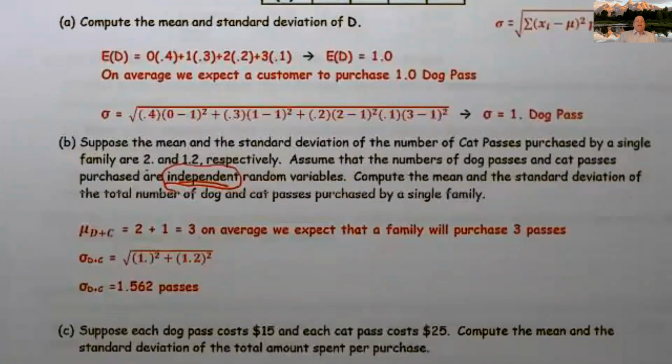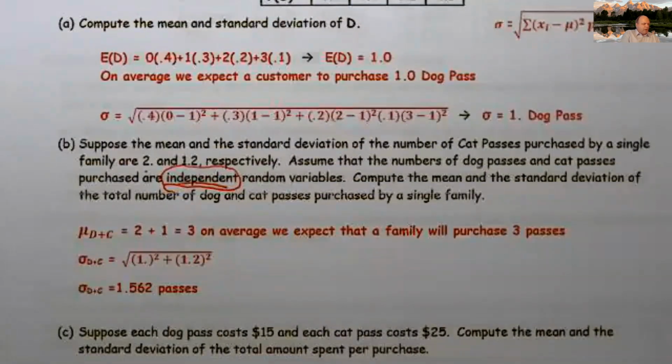So that was combining the random variables. Now we're going to make it a little more complex. Suppose each dog pass costs $15 and each cat pass costs $25. Compute the mean and standard deviation of the total amount spent per purchase. All right? So they want to know, what am I going to spend per purchase? It's like, oh, well, that's not too bad.